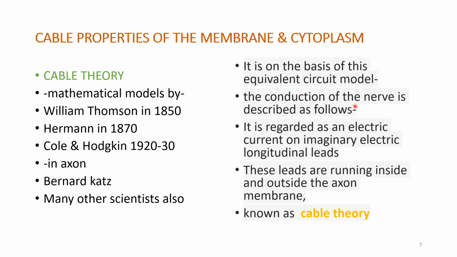Here, the conduction inside the nerve is described like this. It is regarded as an electric current on imaginary electric longitudinal leads. These leads are running inside and outside the axon membrane. This is known as cable theory. So this theory is saying electric current is running on imaginary electric longitudinal leads, and these leads are running inside and outside the membrane.